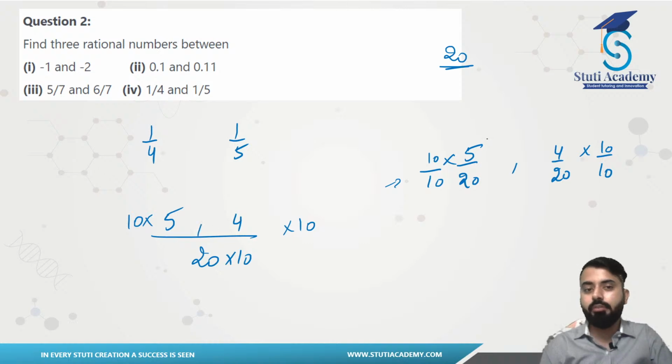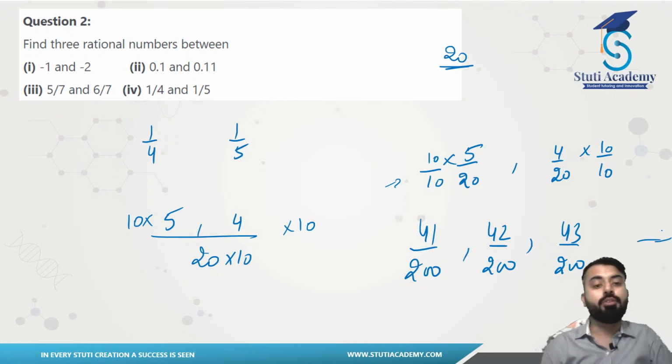So my limit is 40 to 50. Write any three: 41 by 200, 42 by 200, 43 by 200, and so on. You can write as many as you want. So that is the point here, right? I hope you will be able to solve the remaining two questions. That is your homework. Now let's move forward with this.